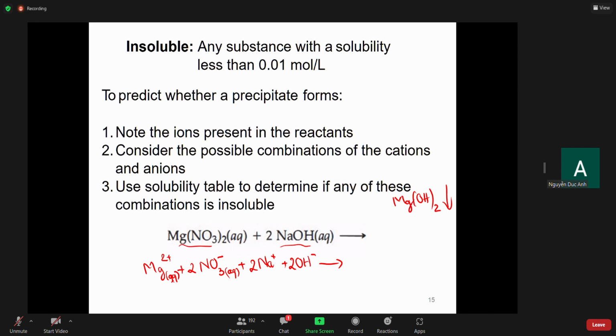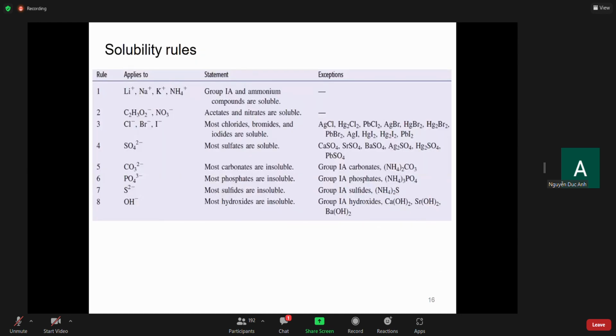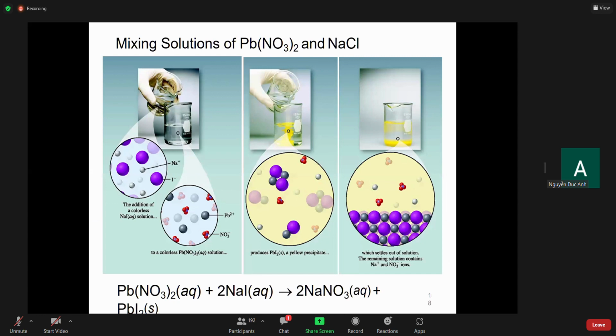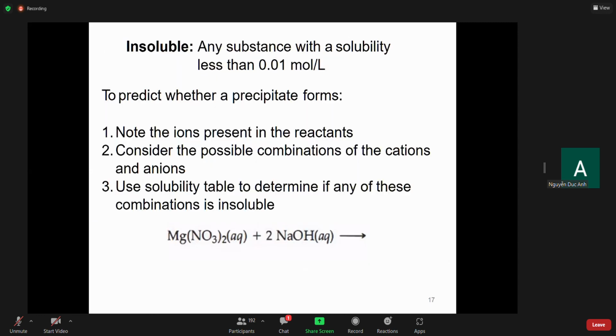Okay, so now we can write this reaction easily. Mg(OH)2 solid, okay, and sodium nitrate. Okay, this one is AQ. So this one is the reaction. Okay, this one is a reaction of the precipitation.